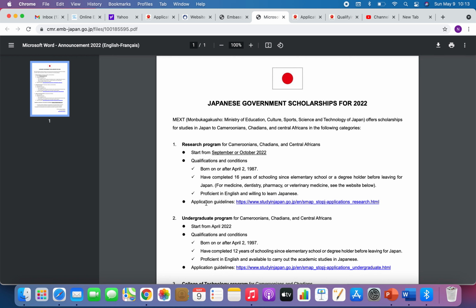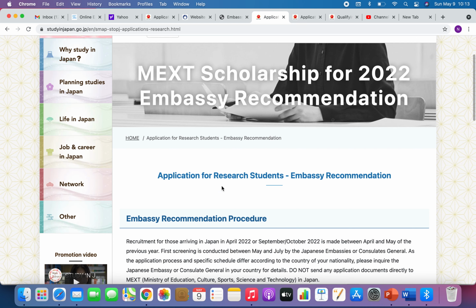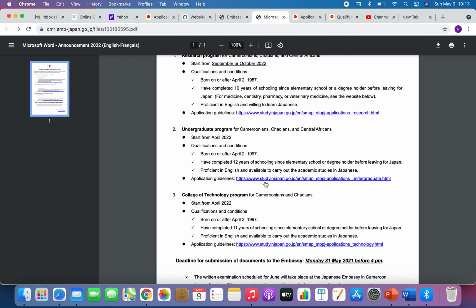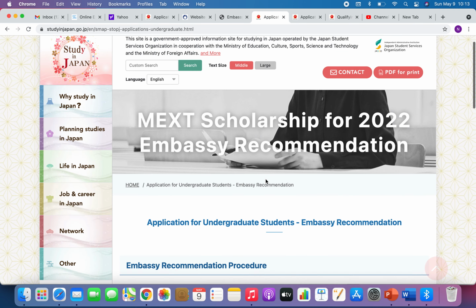So application guidelines, this is for the research program. If you want to get the application guidelines, you click and then it takes you back to this form. But now we are on the site for research students. Or if you want to know about the undergraduate program, this is it. You click and it brings you back to our original form.